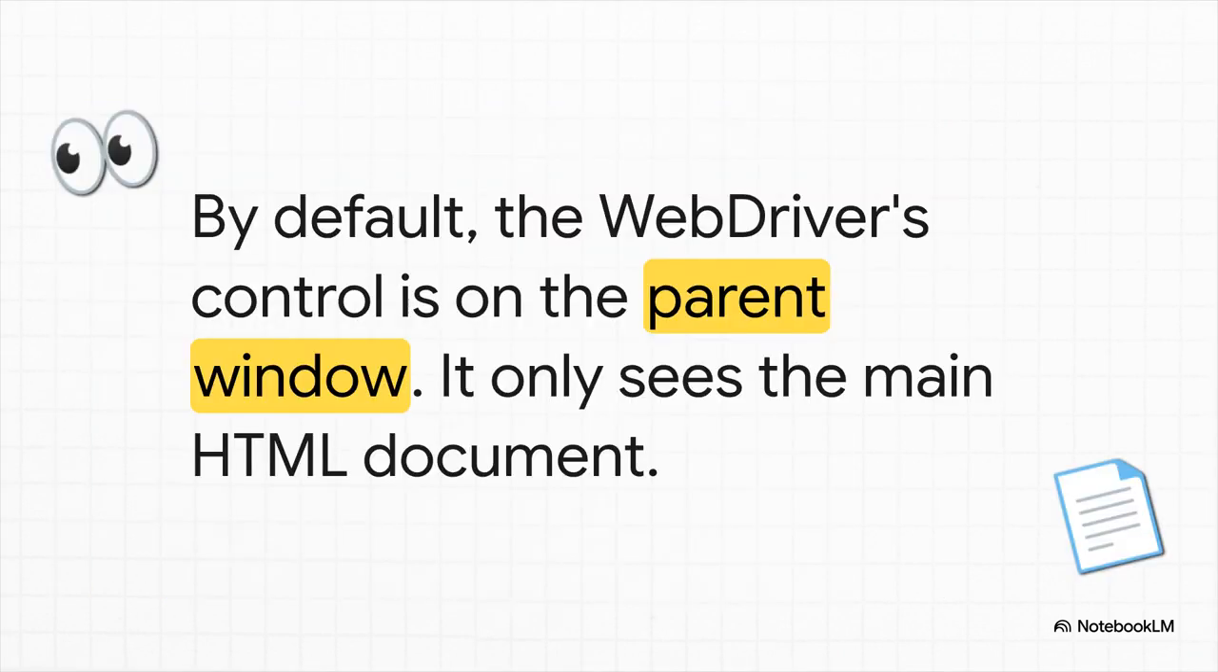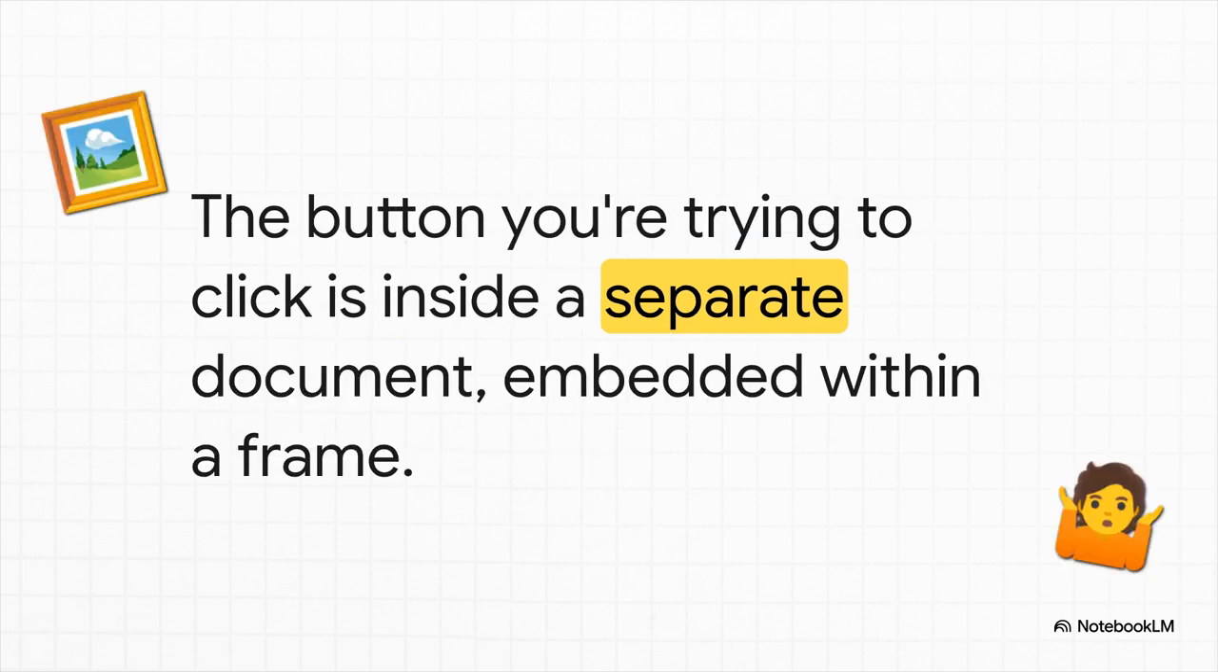Now, when your WebDriver first loads up a page, its focus is locked onto that main parent document. That's all it sees. It can only interact with the HTML and all the elements that are living directly on that main page. But see, the button you're trying to click, it isn't in that parent document. It's inside the iframe, which, to the WebDriver, is a completely separate context. It's kind of like trying to find a book in your house by only searching the living room, when the book is actually upstairs in the bedroom. You're just in the wrong room.